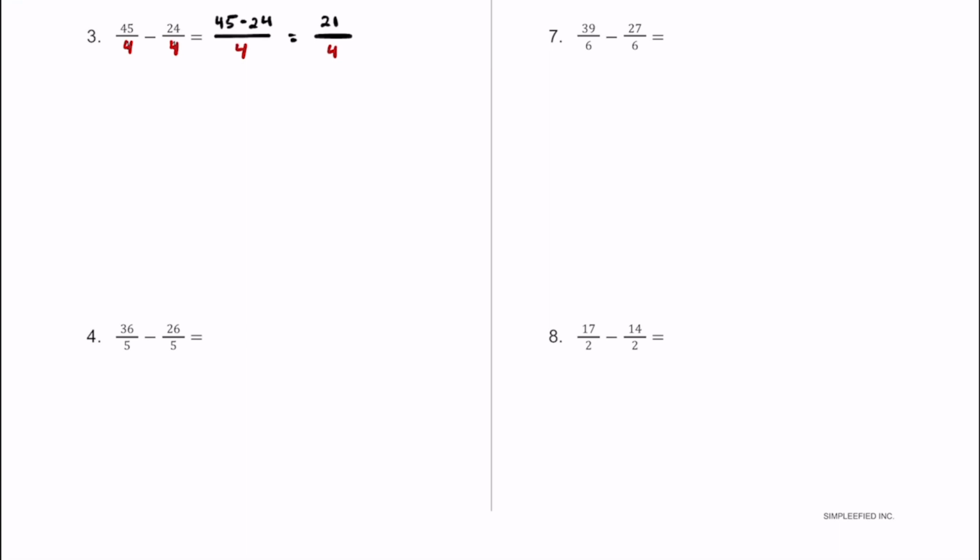Now, 21 and 4 have nothing in common. Their GCF is 1, so we could leave this as our final answer. Or we can say 4 goes into 21 5 times, because 5 times 4 is 20, with a remainder of 1, so it's going to be 5 1/4 as a mixed number.